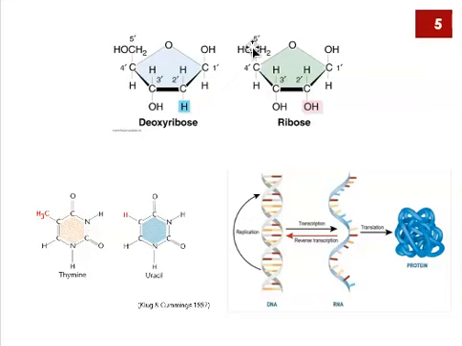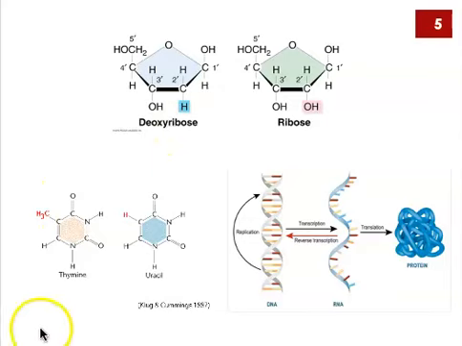The difference between the sugars is on the 2 prime carbon. In DNA, there's just a single hydrogen group attached to that 2 prime carbon. In ribose, in RNA, there's a hydroxyl group, OH. So if you compare this OH to this H, essentially what's happened is an oxygen has been removed. So we refer to this deoxygenated form as deoxyribose.